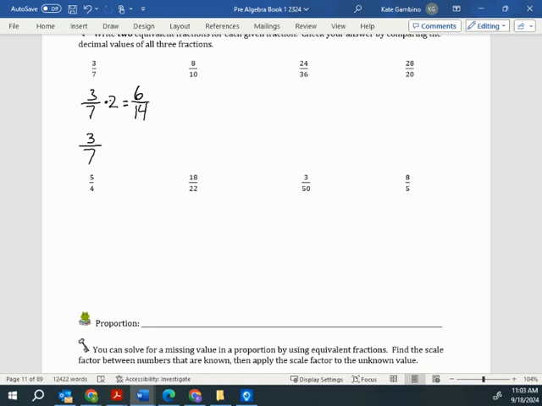So let's try the second one. What should I multiply by? What do you think, Robbie? 100. 100. So 3 times 100 is 300. 7 times 100 is 700. So I have 3/7, 6/14, and 300 over 700. So now we need to think, how do I know that these are actually equivalent?